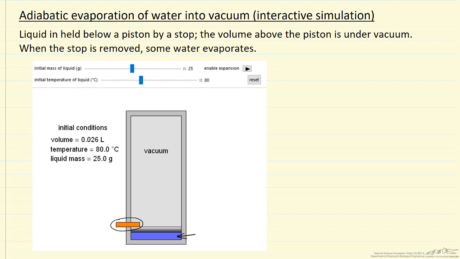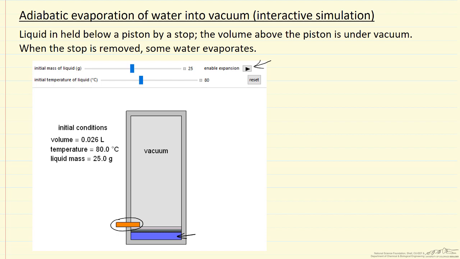So when we do an energy balance, we're only doing the energy balance on the liquid and the vapor that ends up at equilibrium. We can change how much liquid we start with by the slider. We can also change the initial temperature. And then when we hit the play button, the stop is removed, and the liquid evaporates to get to vapor-liquid equilibrium.